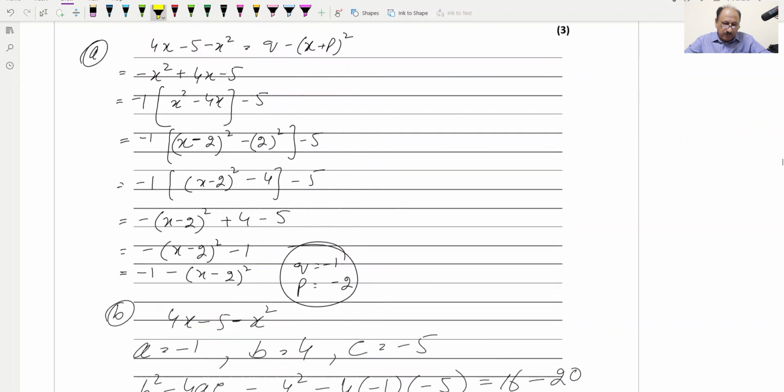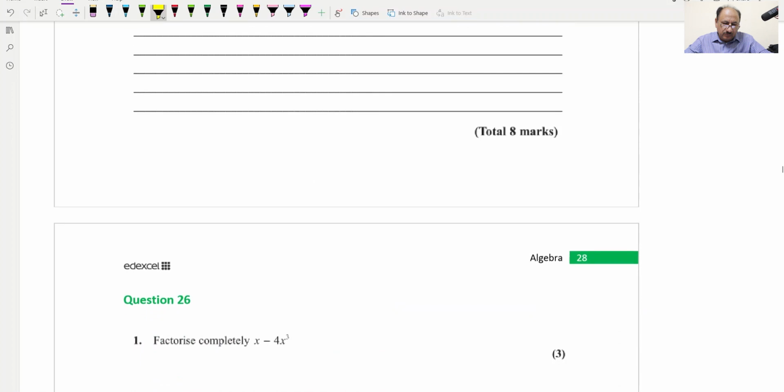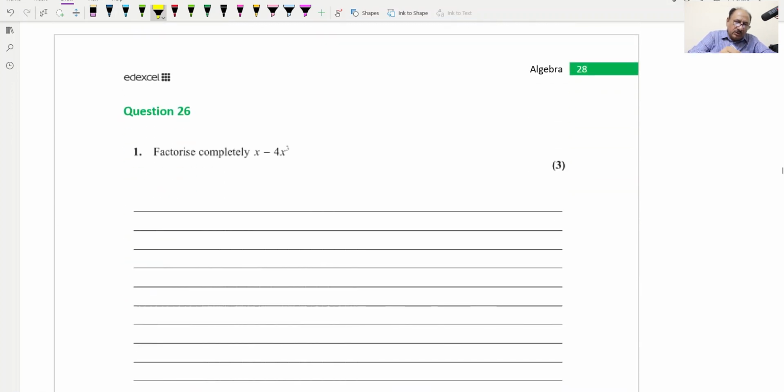Now we can move to the next question, which is question number 26 of this topic wise file, and question number 1 of the past paper. Question 1 of the past paper is factorize completely x minus 4x cube, and this is 3 marks question. So first what I will do, I will copy the question and then I will take x common.